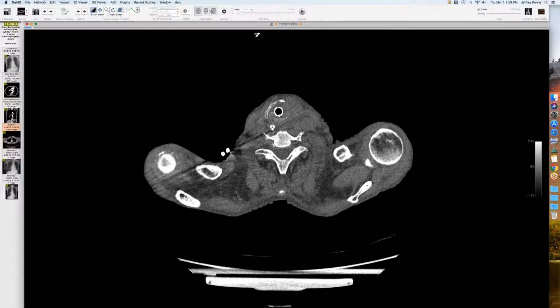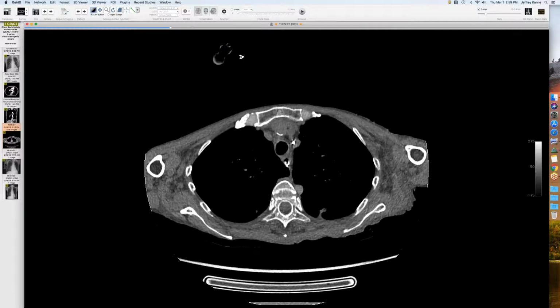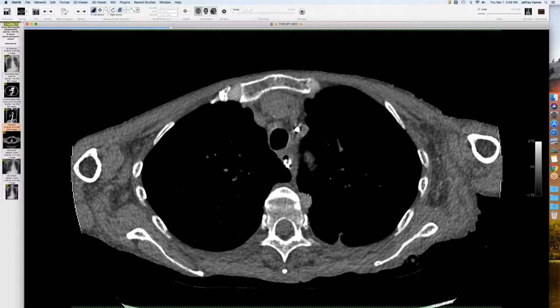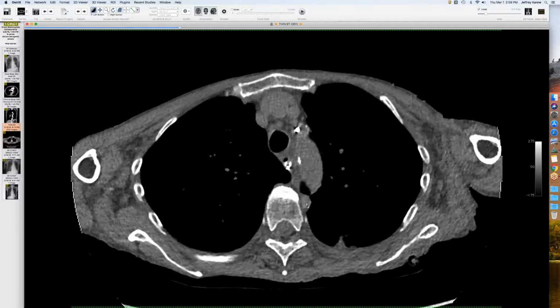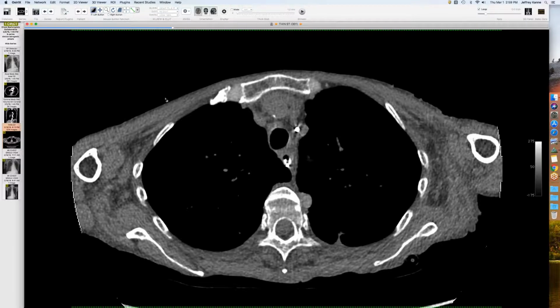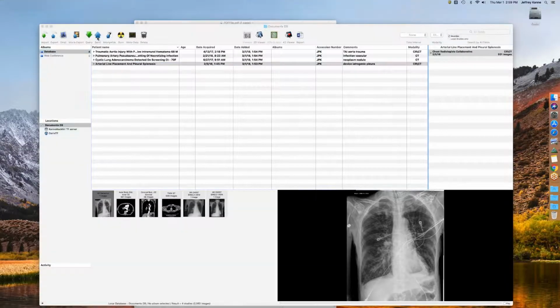Yeah, here's the non-con from here. And this is typical of it to be high attenuation. So it does enhance like spleen, but it also is naturally high attenuation because of the high density of cells. So arterial line and some splenosis for fun. Wow. Cool. All right.